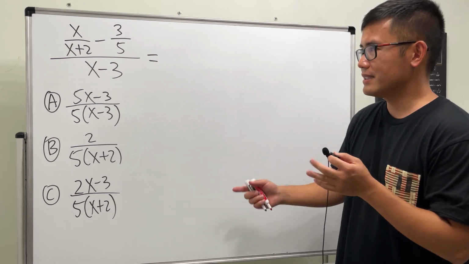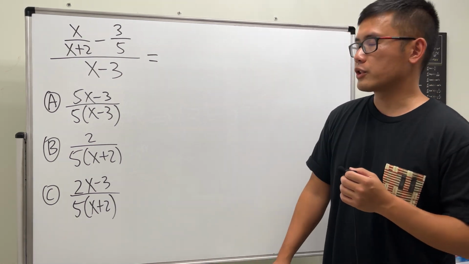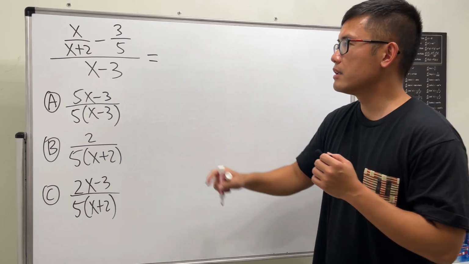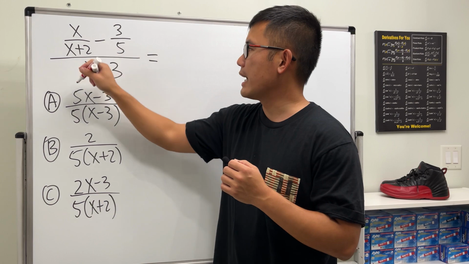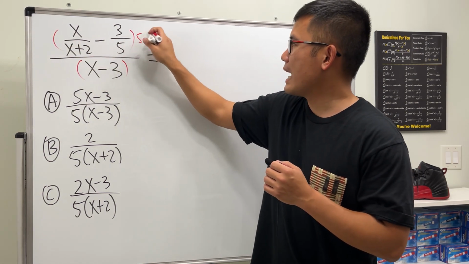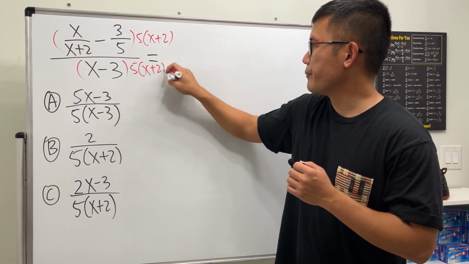Done? Alright, let's see. One good strategy to simplify a complex fraction is to multiply the top and bottom by the lowest common denominator of the smaller ones. So this and that. I'm just going to begin by multiplying the top and bottom by 5 times x plus 2. And then of course we'll also do the same right here.